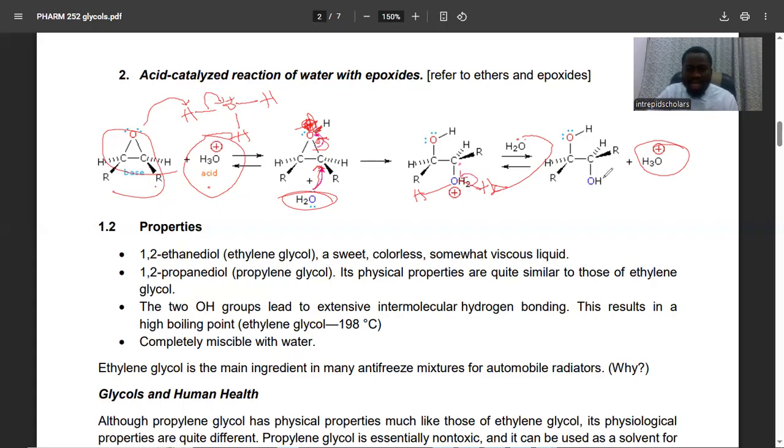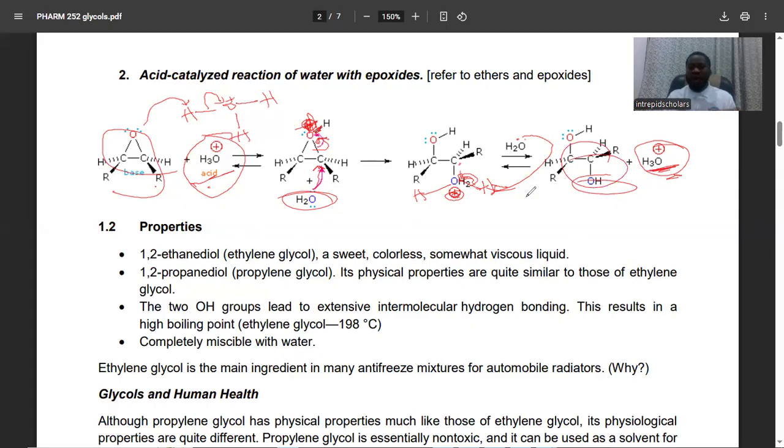So in the last step, you realize that the plus on the oxygen here has been neutralized because of the breaking, right? And then the water here has taken hydrogen to become hydronium ion. So once we start with hydronium ion and end with hydronium ion, what we have here is a catalyst, right? Because the catalyst is not supposed to change at the end of the reaction. It's supposed to only facilitate or speed up the reaction. And this is the glycol we have.